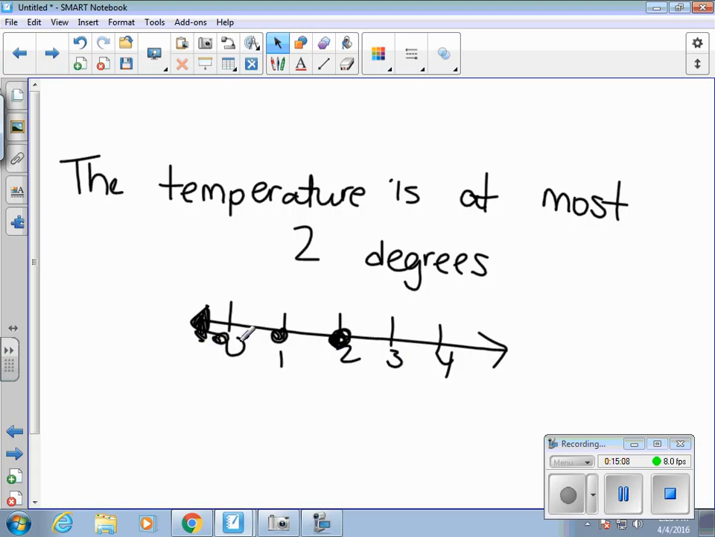Okay? So now how am I writing this? x is what to 2? Less than or equal to, because the 2 is shaded. Then it would say the temperature is 2, and then you would just put it at 2, and that's it. Again, if I had to write my equation, x equals 2. Okay? Alright? Let's look at this one.